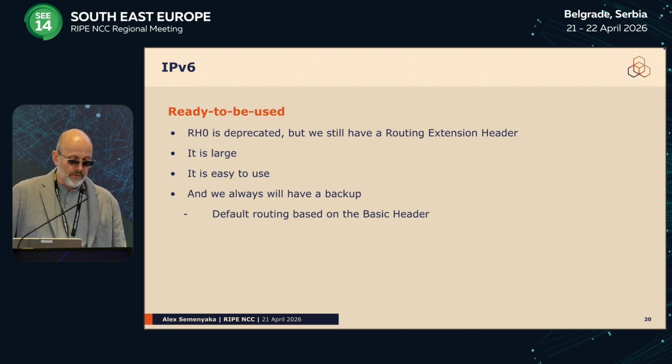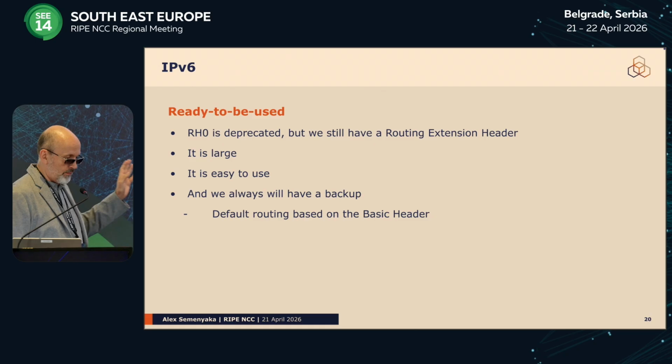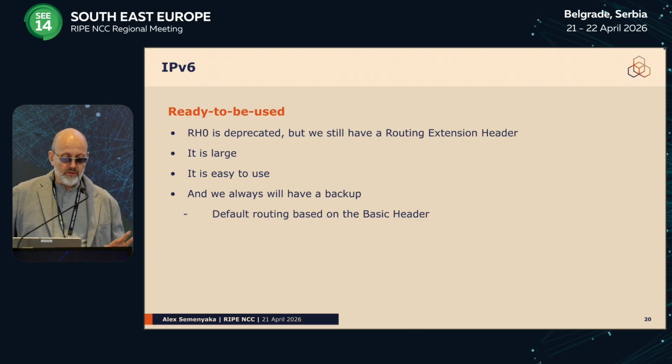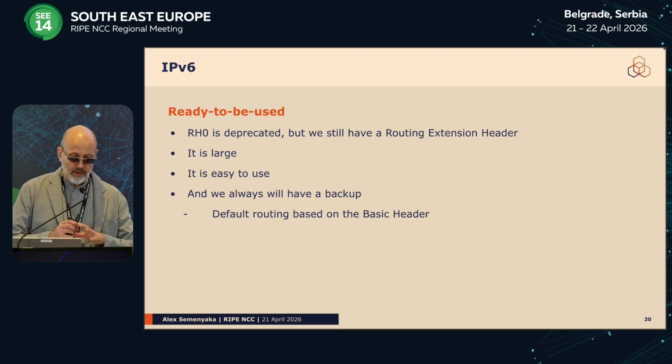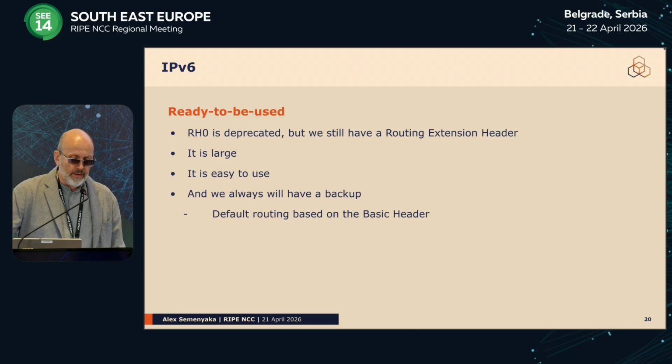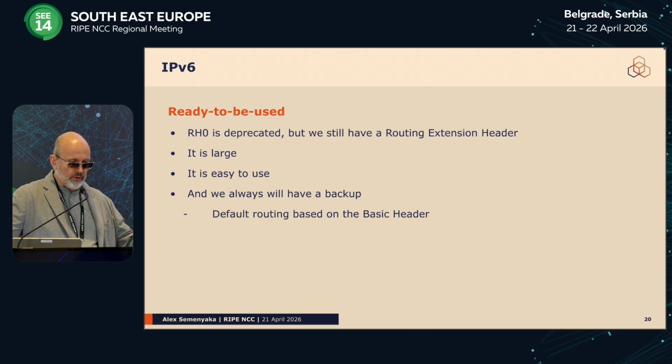Some people, if I remember right in 2015, decided that it's completely a reasonable thing to do. We still have a routing header. Yes, routing header of type 0 is deprecated, but the routing extension header is still there, and it's large. We can put a lot of things there, and it's easy to use because the structure is completely transparent.